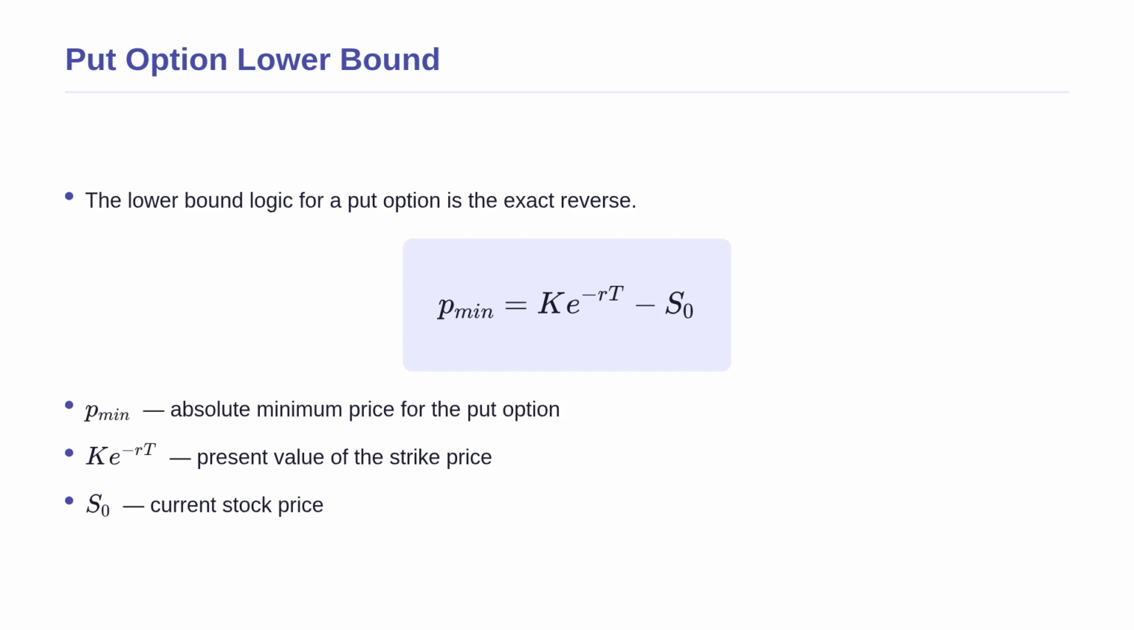If the strike price K increases, the present value increases, pushing the minimum price higher. Conversely, if the current stock price S0 increases, the subtracted term is larger and the lower bound for the put option decreases.